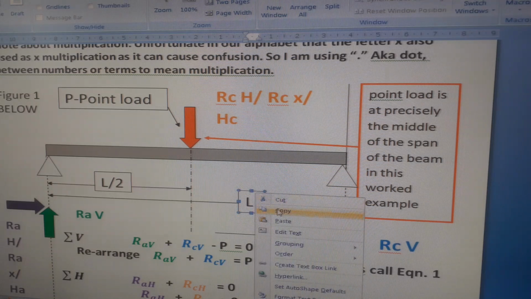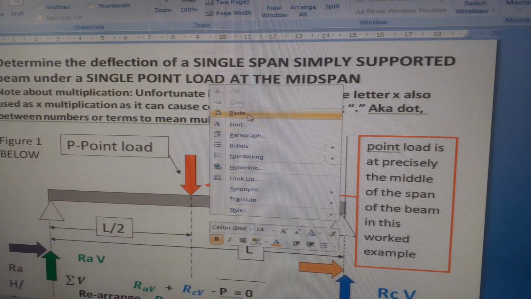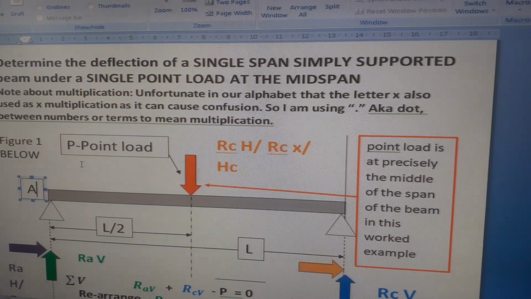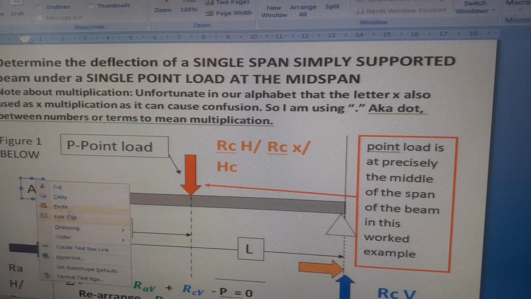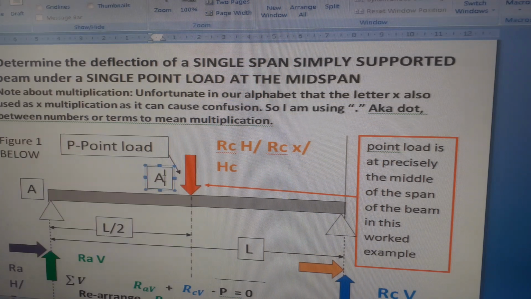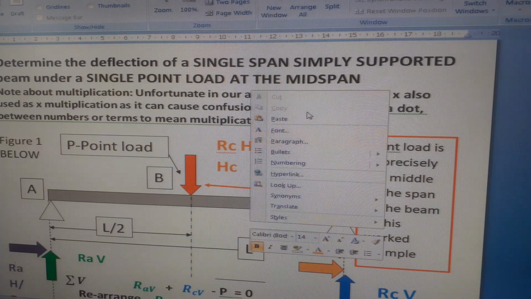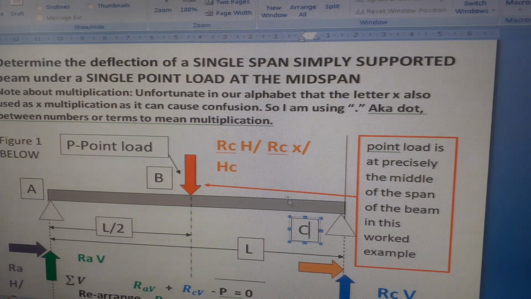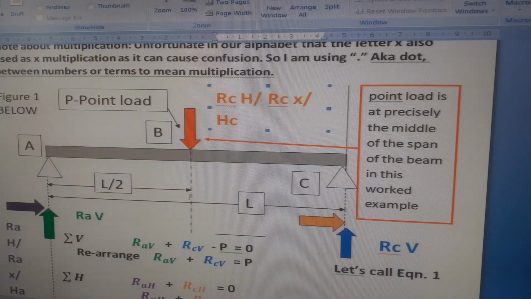So this position here is position A, and the middle where the load is, that's going to be called position B, and the position at the right hand support, I'm going to call C, so that's A, B, C. The span of the beam is L. The line down the centre is just to show the centre of the load, and that's at L/2.